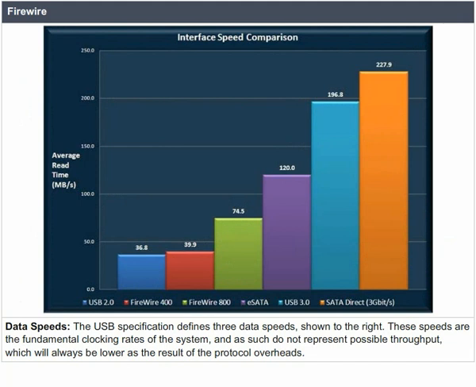Data speeds. The USB specification defines 3 data speeds shown to the right. These speeds are the fundamental clocking rates of the system and as such do not represent possible throughput, which will always be lower as a result of protocol overheads.